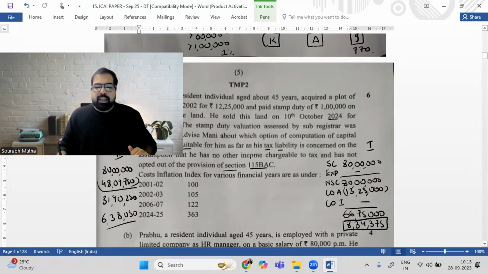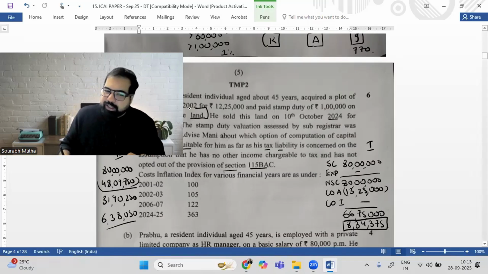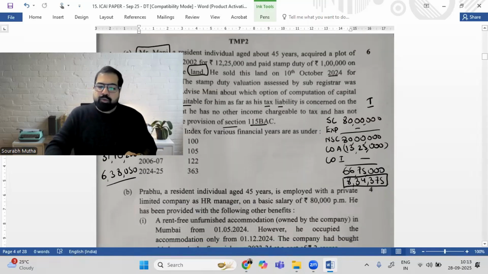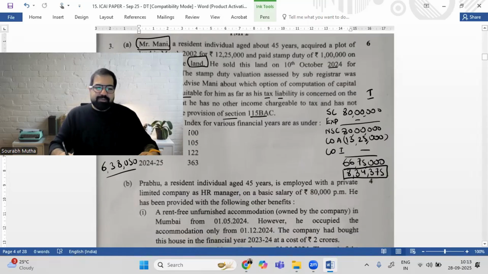Any other thing? Yes. The conditions for opting for these two are that you have to be an individual or HUF. Are you an individual or HUF? Yes. And you have to be selling any asset which is land and building. Is he selling land and building? Yes. So then you can choose option number two, save him money and get yourself 6 marks.